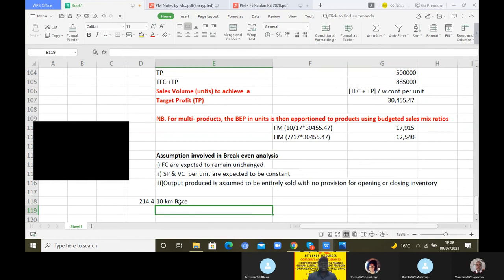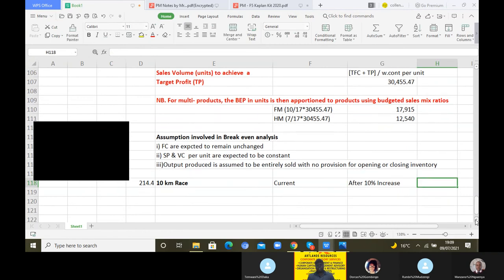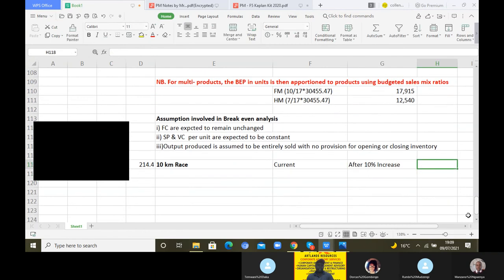So the 10-kilometer race is like this. We do have current position, and then after 10% increase. We want to see how this thing goes, currently as it stands, and after the 10% increase.